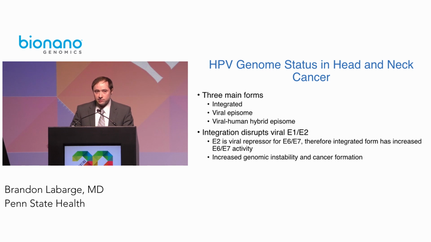HPV is thought to exist as three main forms. It can be integrated into the human genome, or it can exist outside of the human genome as a ring of DNA, which we refer to as episomal. It can also be thought to be a viral-human hybrid episome as well.